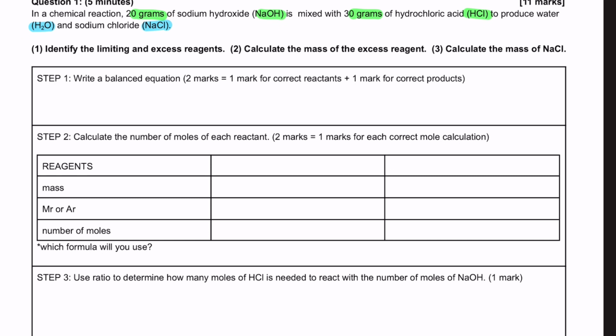Okay? Now, excess means extra. That means that reagent was not fully used. Okay? So the first step every time you do a stoichiometry question is to balance the equation. So let's write the equation. It says in a chemical reaction we have sodium hydroxide plus hydrochloric acid gives us water and sodium chloride. Okay.